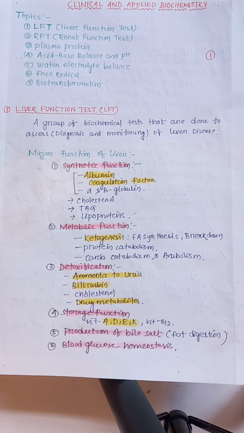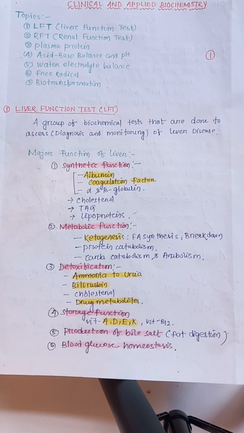One of the important topics from biochemistry is the clinical and applied aspect of biochemistry. It is very important for the university examination as well as for conceptual and basic learning of biochemistry, where many diseases are diagnosed on the basis of just these biochemical tests. It is very important for further learning in MBBS.